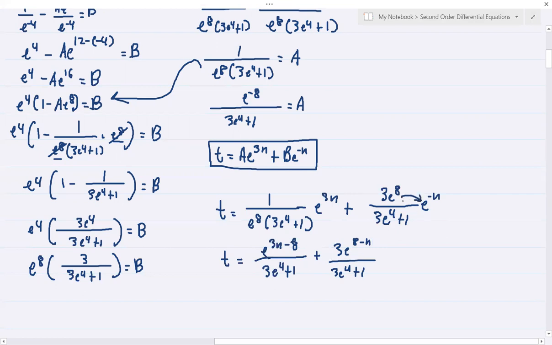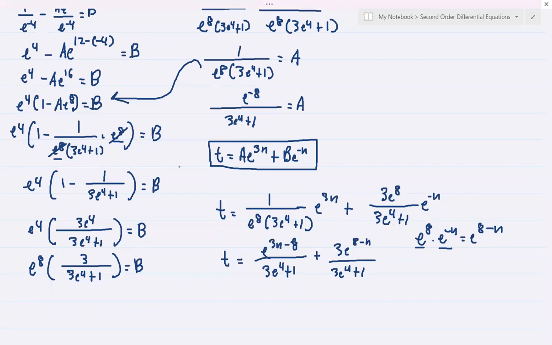Simple, if you're going to multiply e together, e raised to 8 times e raised to negative n, we will have e raised to 8 minus n, or basically 8 plus negative n. So if you have two of the same bases and you're going to multiply them together and they have their own exponents, you're going to add them together. So if you add 8 and negative n, you have 8 minus n.